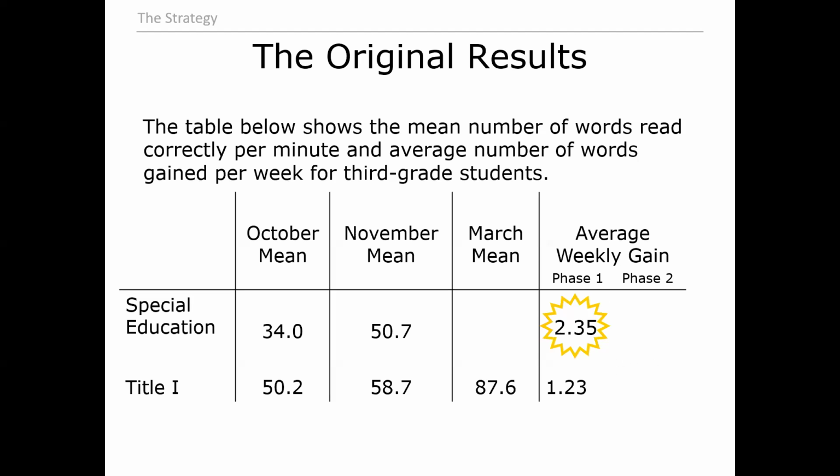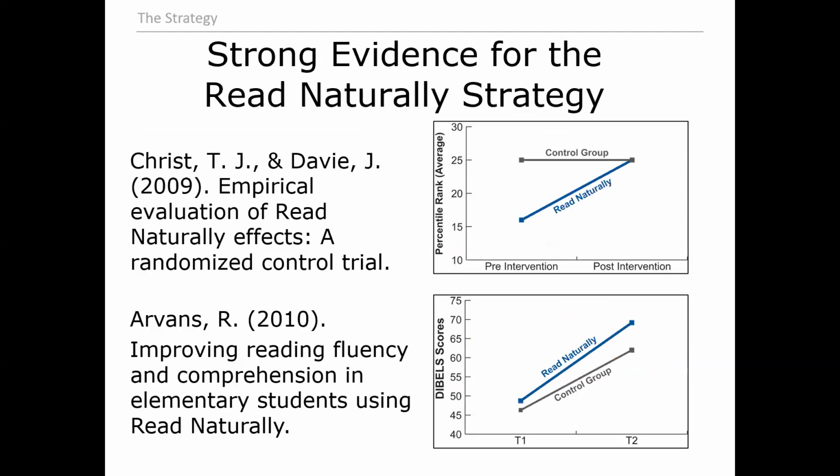The students receiving special education services using Candace's strategy gained an average of 2.35 words per week on cold, unpracticed readings. And notice the difference in those Title I students. So of course, Candace wanted to try the strategy with those other students. 13 weeks later, those students also showed an average fluency gain of 2.15 words per week on cold readings. There are more examples of effectiveness on our website. Here are just 2 studies that have been done on the Read Naturally strategy.